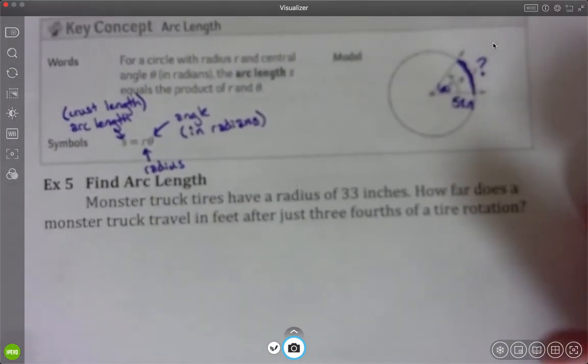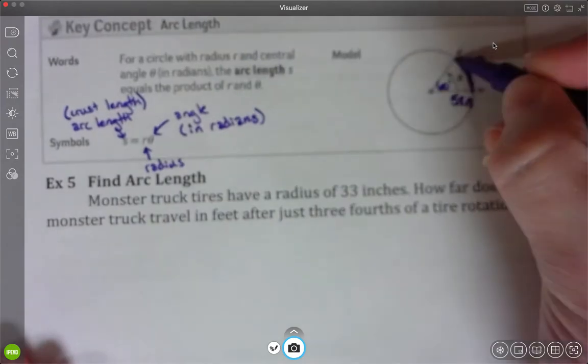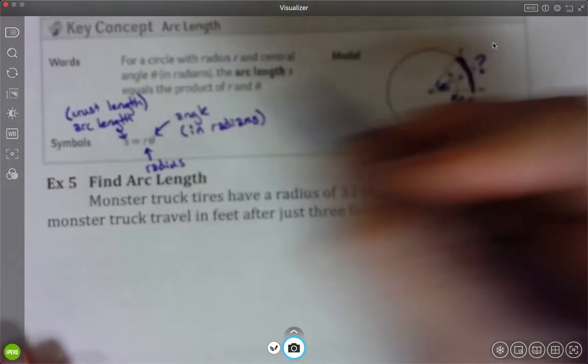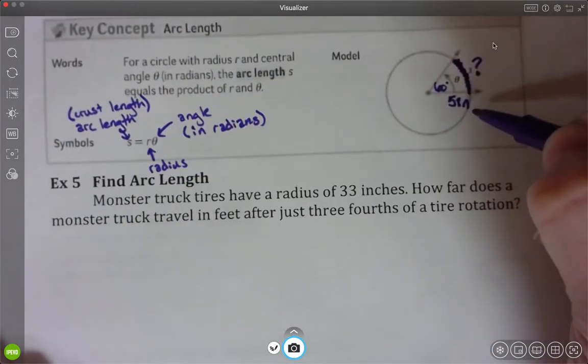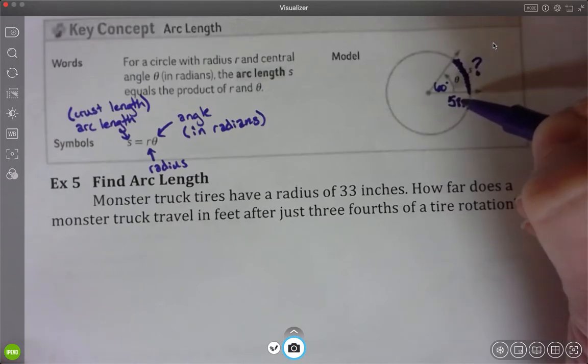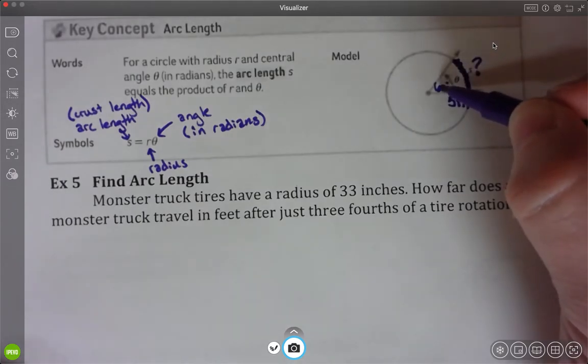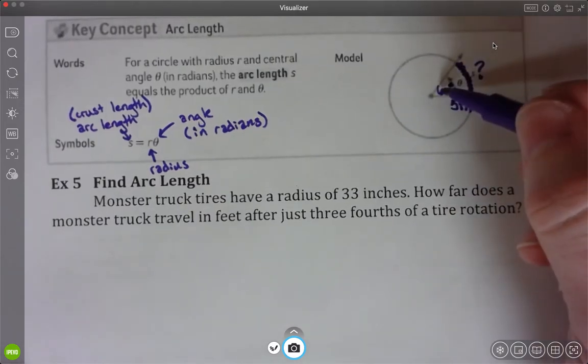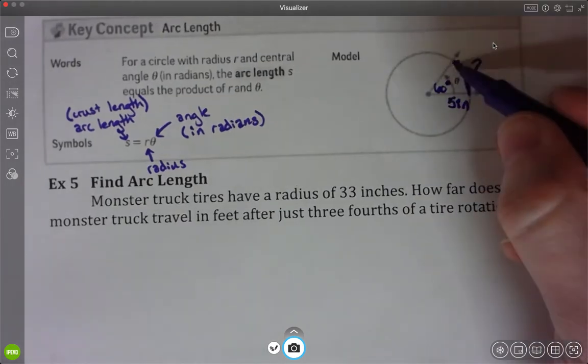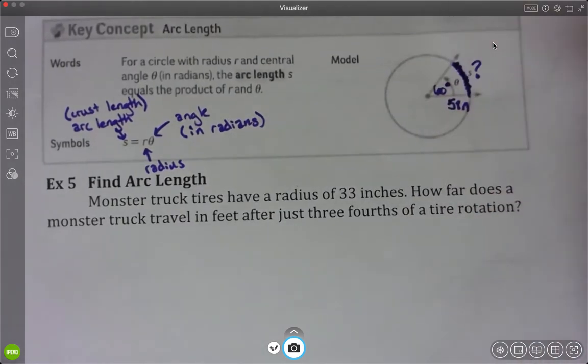But basically, I can figure out the length of that pie crust by taking the angle, which would be 60 degrees, times the radius, which is 5. Now, we have to convert that 60 degrees to radians first, because this is in degrees, not radians. But after we convert that, we can just take this times that, and that would give us the length of this arc right here. So kind of handy. That's why radians are so nice.